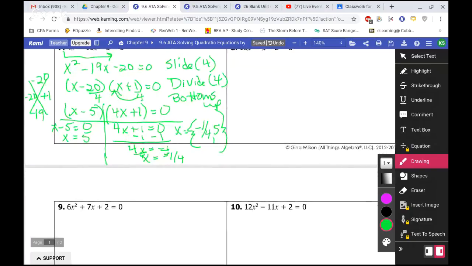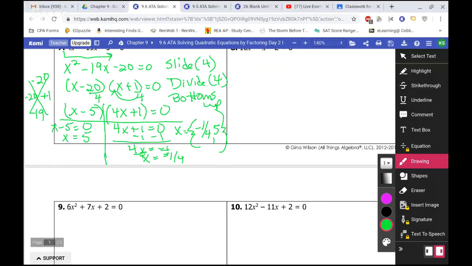Any questions so far? Still a lot of numbers. Yes, it is. Not too bad, though. They're not hard numbers. Nothing about this is hard. They're pretty small numbers. You got it.